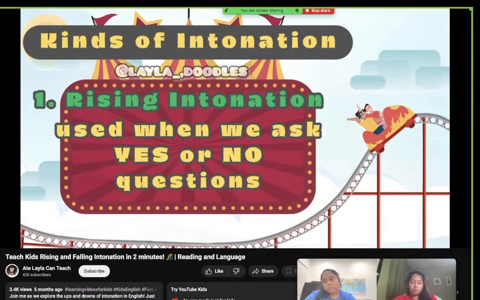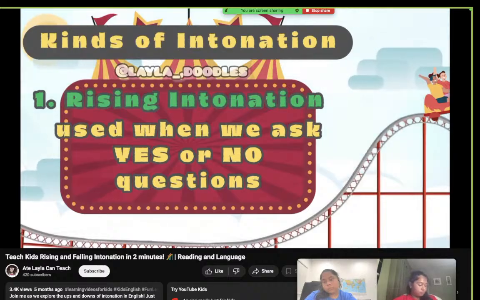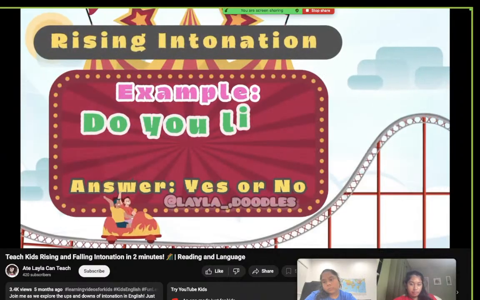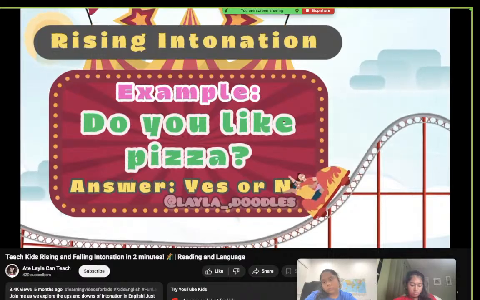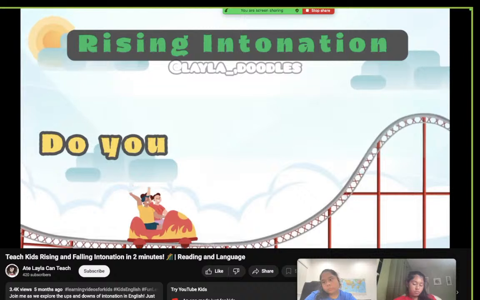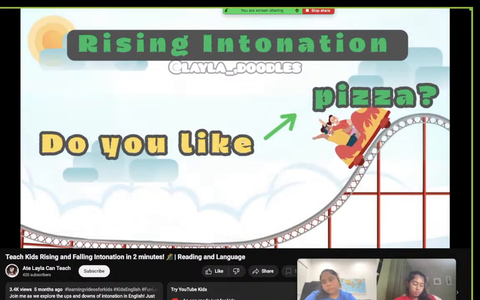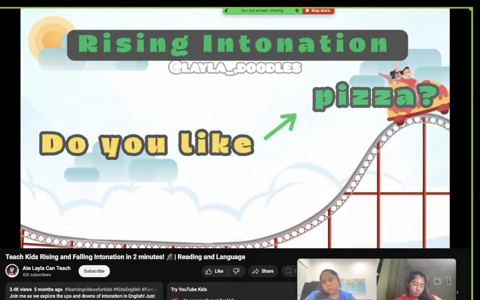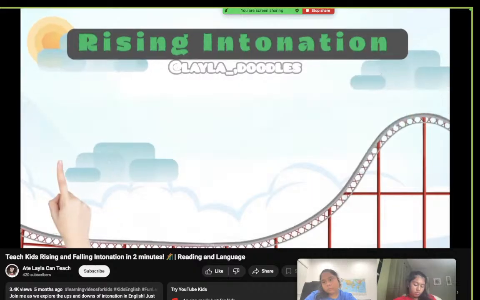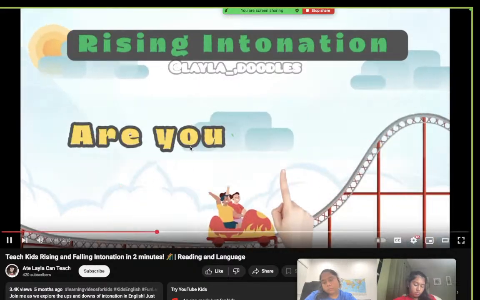We use the rising intonation when we ask yes or no questions. That means questions we can answer with a yes or a no. For example, do you like pizza? This is a question you answer with a yes or a no. When you say rising intonation, your voice starts at a normal level and then goes up at the end. Do you like pizza? Are you hungry?